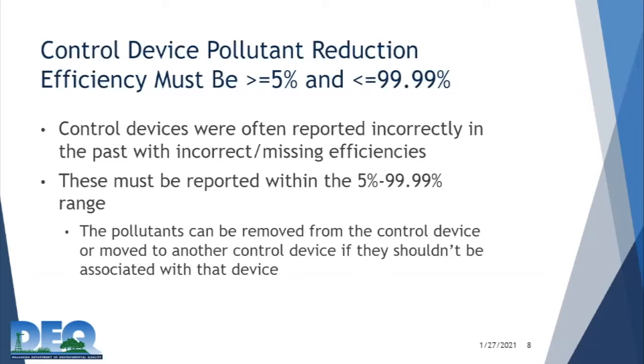So now with SLICE, the reduction efficiency has to be within this range, greater than or equal to 5%, less than or equal to 99%. Pollutants can be removed from a control device, or they could be moved to a different control device if they shouldn't be associated with that device. In the past, it was often a carryover if a pollutant should no longer be controlled with that control device. The efficiency would be removed. Now you can actually just move or delete that pollutant.